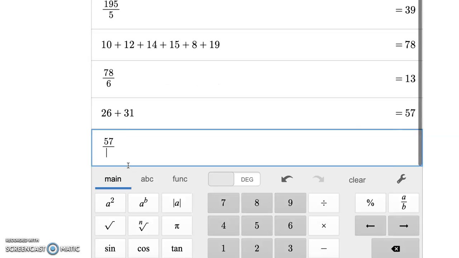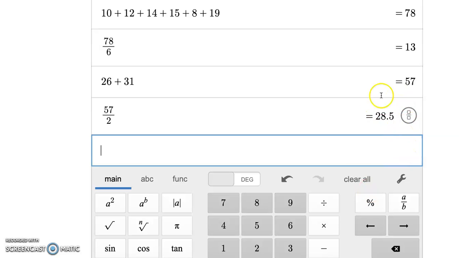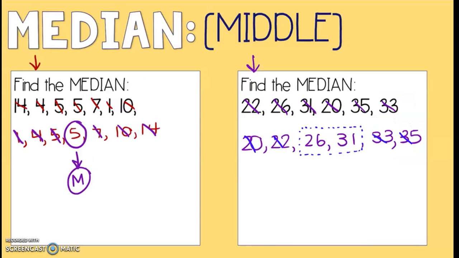We take my 57, I'm going to divide it by 2, and we get a 28.5. So our median, the middle number in the middle of our data set, would be a 28.5. And I just insert that into our data set because it's not one of our actual data numbers, but it does fall in the middle of 26 and 31. So I just draw that arrow and insert it in the middle.